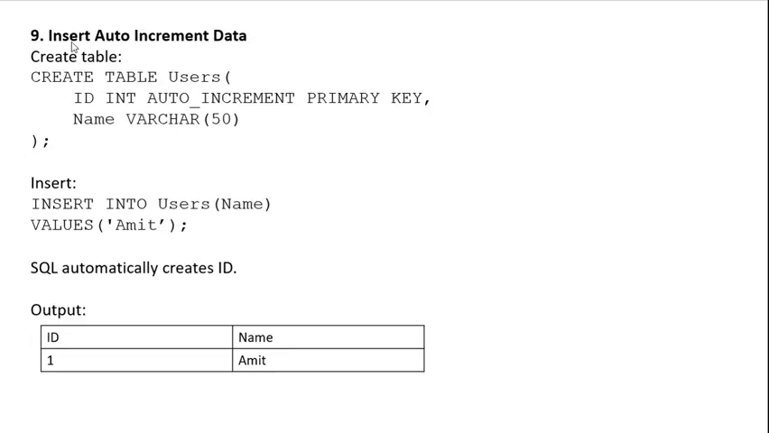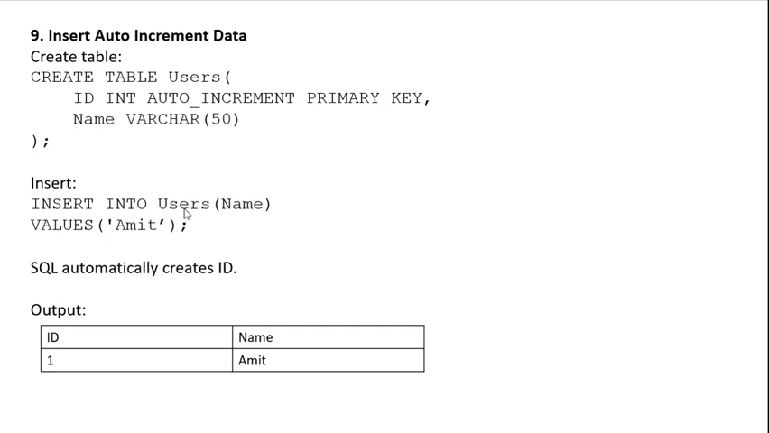Ninth is insert an auto increment data. Create a table users with the id INT, and after that write AUTO_INCREMENT and PRIMARY KEY. The primary key is unique data, so there are no duplicate values. Then the name is VARCHAR of size 50, close the parenthesis and the semicolon.